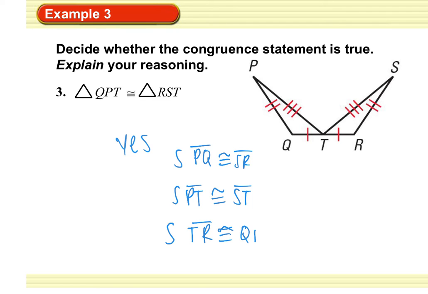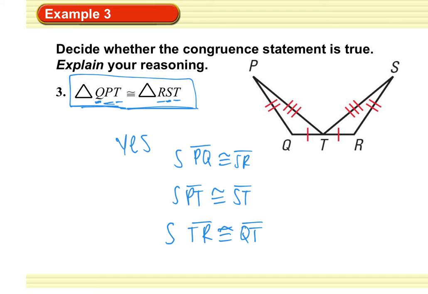Which one do you say first? It doesn't matter? Order matters here in the congruent statement. So up here, do you see in the congruent statement? That's where your order matters because Q has to match up with R, P has to match up with S, and T has to match up with T.